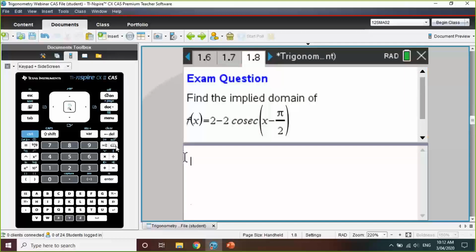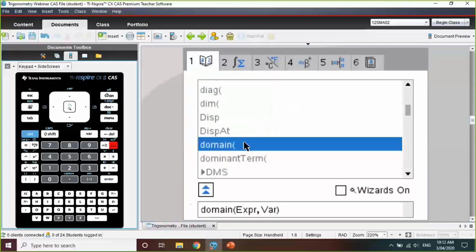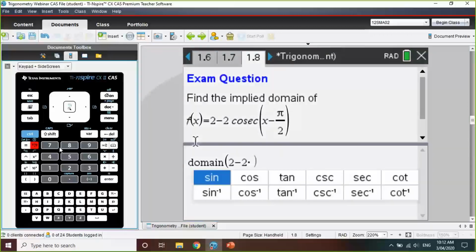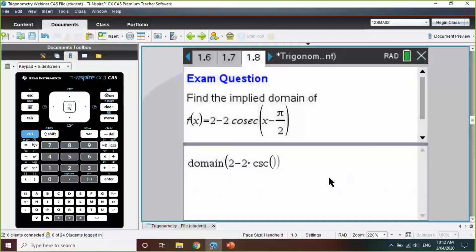So we can press our catalog button. And there it is straight away, because I've just used it. The domain, and then we can type in our function. So 2 minus 2 times, now, at the moment it says cosec. So we press our trig, and we need to use CSC for cosec. X minus pi over 2.